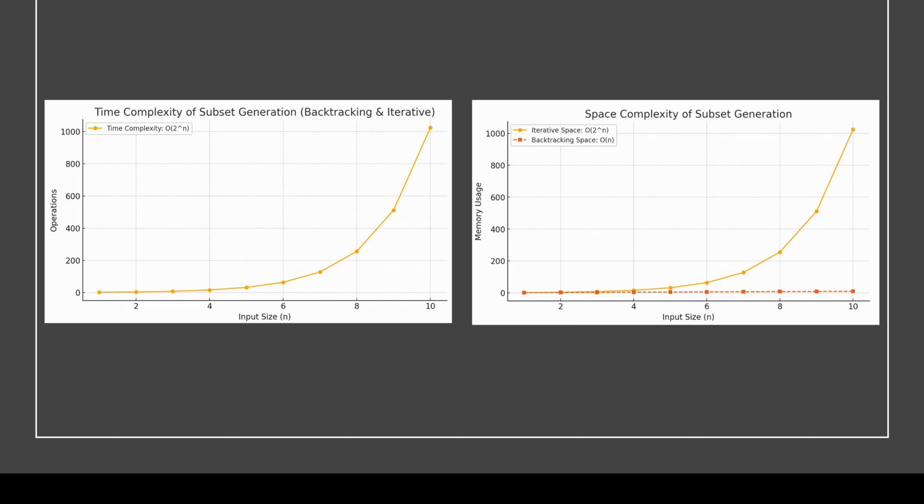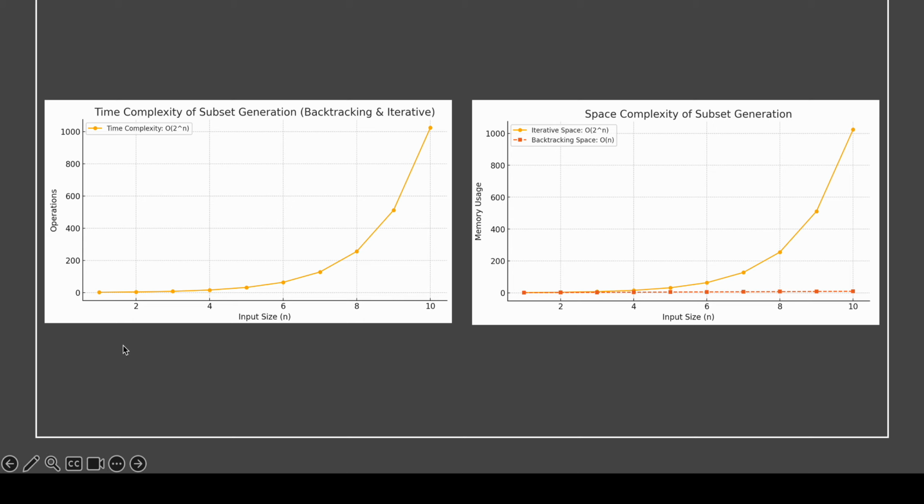So the iterative approach is both time efficient and space efficient compared to backtracking. Backtracking explores all possible subsets recursively, requiring additional stack space. Iterative subset generation achieves the same big O of 2 to the n time complexity while significantly reducing function call overhead, making it faster in practice. Instead of using recursion, which involves function calls in a stack, the iterative approach builds subsets step by step, keeping track of only the subsets generated so far.